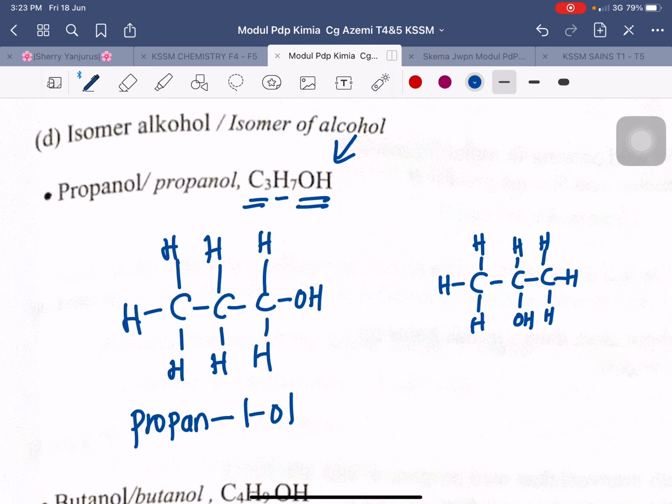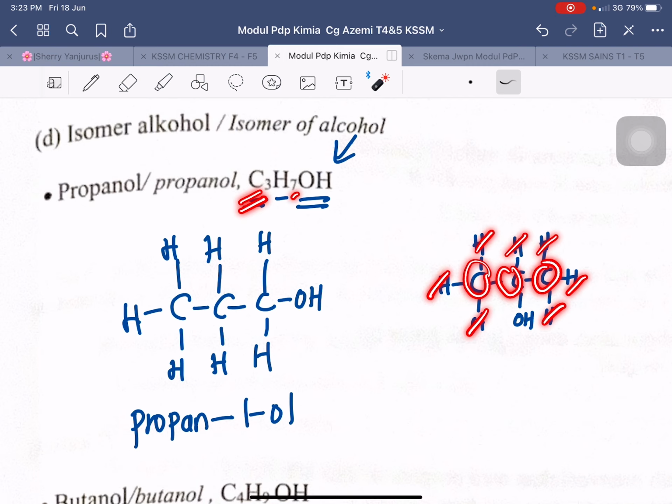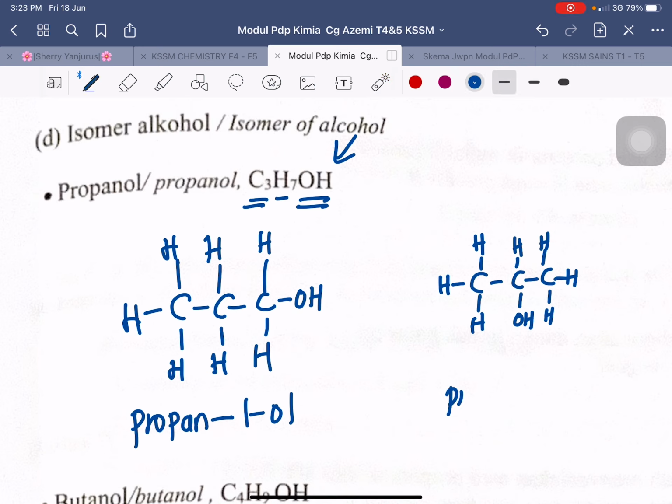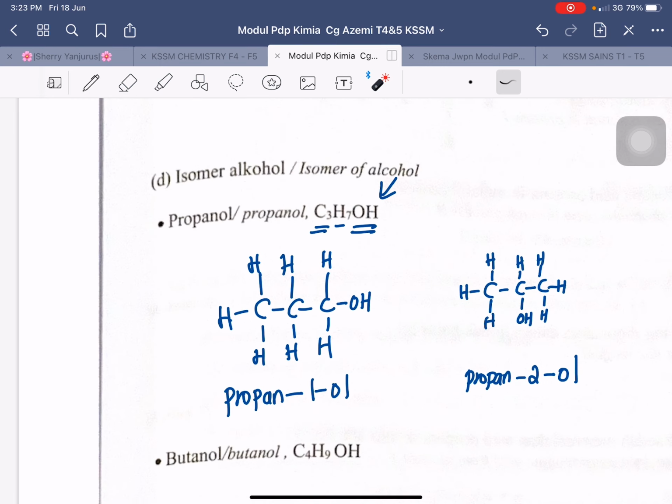Okay, jadi nama dia, kira dulu. There are 1, 2, 3 C, betul. There are 1, 2, 3, 4, 5, 6, 7 H. Okay, betul. And there is 1 OH. Now, it will become propan-2-ol. Why propan-2-ol? Because the functional group is situated at the second carbon. This is first, second, and third. So that is how you draw. And there's no more isomer for propanol after this, because if you change the position, it will still become 1 here.